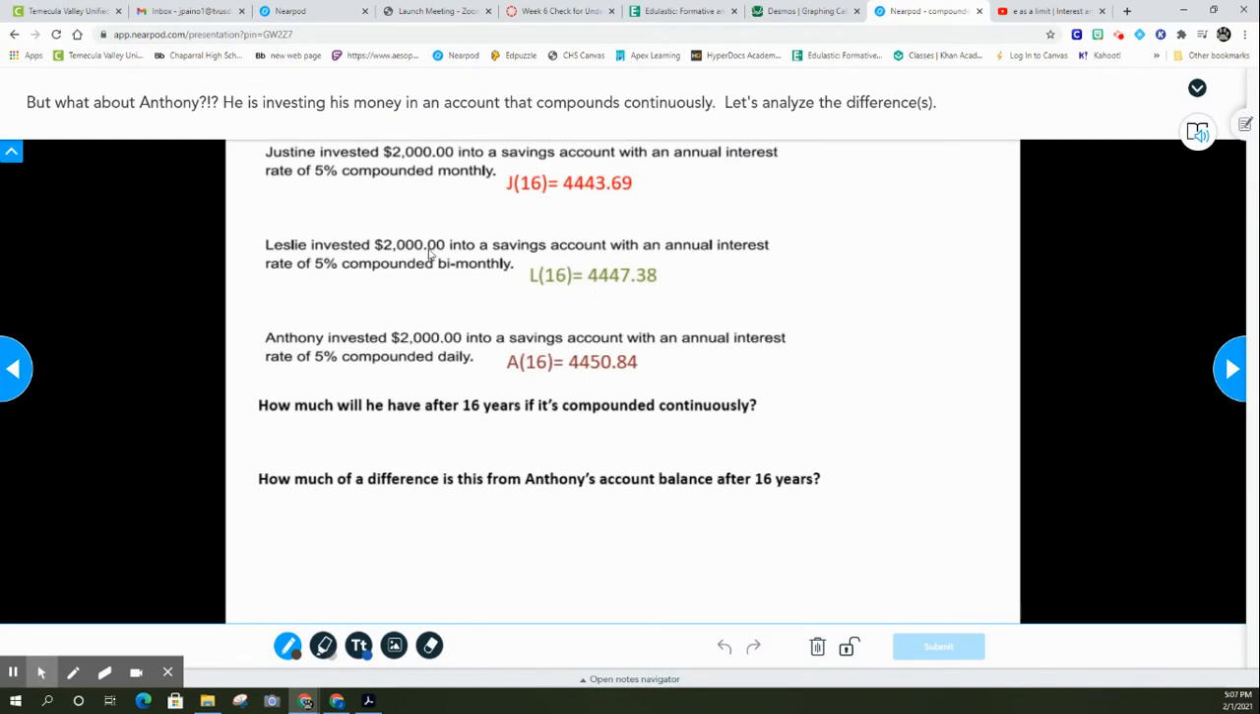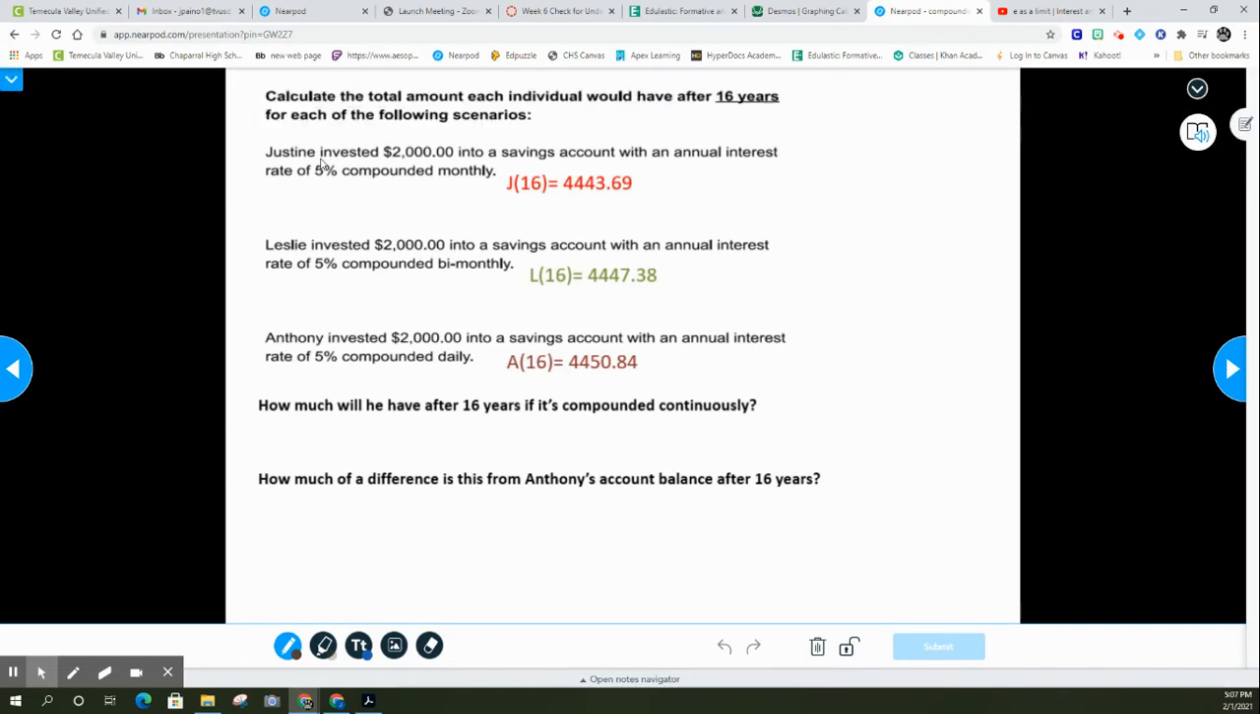Here's the worksheet you guys did with your groups. We did Justine's compounding monthly. We skipped the bi-monthly one, but we did Anthony's compounded daily. So we have both of those from our worksheet. How much will he have after 16 years if compounded continuously? Now we want to use our formula.